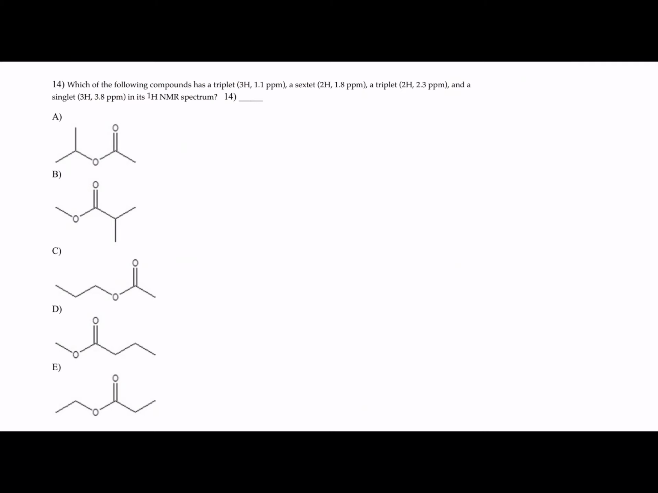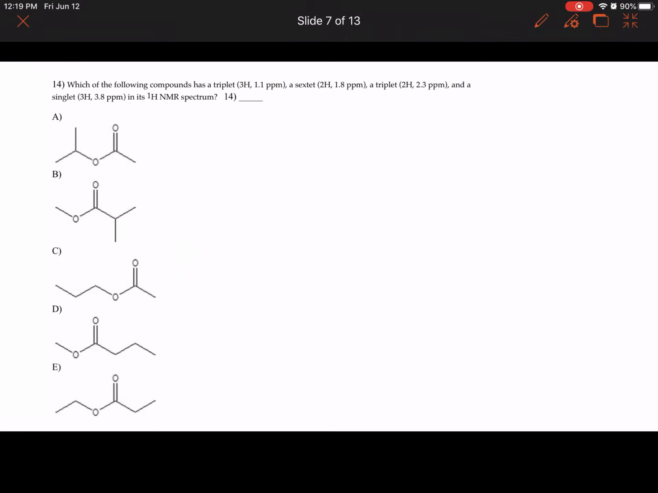Okay, number 14. Which of the following compounds has a triplet, 3 hydrogen at 1.1 ppm, a sextet 2 hydrogen at 1.8 ppm, a triplet 2 hydrogen at 2.3 ppm, and a singlet 3 hydrogen at 3.8 ppm in the proton NMR spectrum? So the pattern is 3 hydrogens. Okay, now look at A. So all these molecules, you have hydrogens like that.